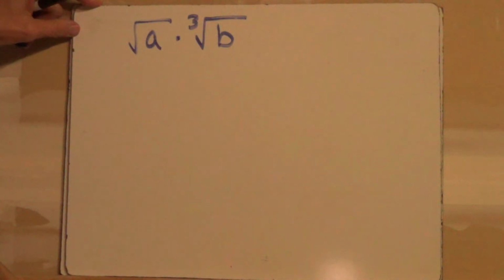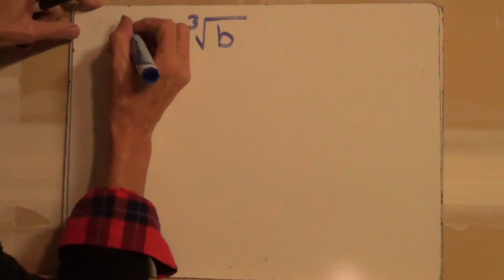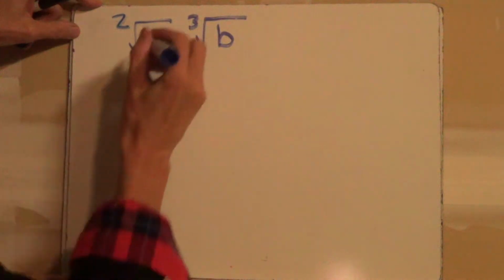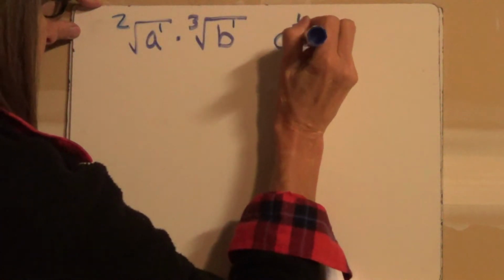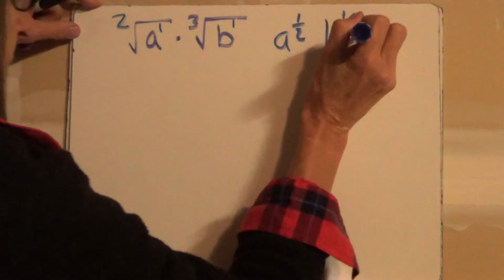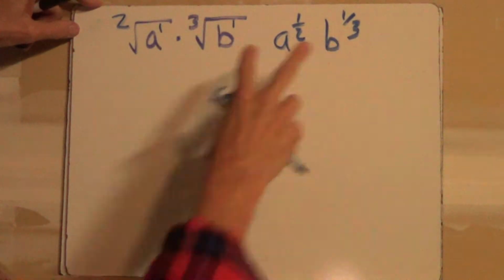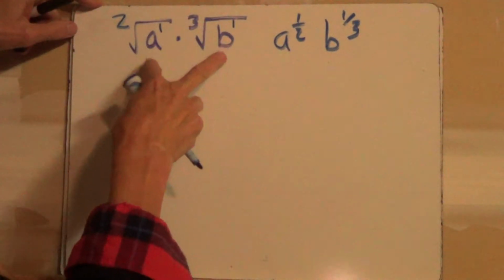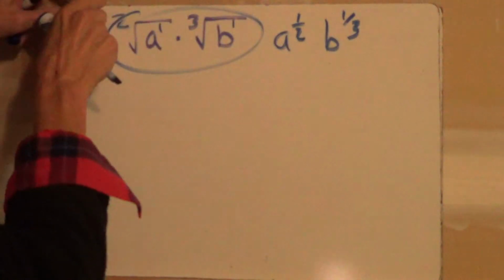Now we have a situation where we can put in our 2. You can put in your 1s. You can even convert these if you want to. A to the 1/2, B to the 1/3. Problem is, you can't go any further because our roots are different. You can't combine unlike roots. So this is simplest radical form.